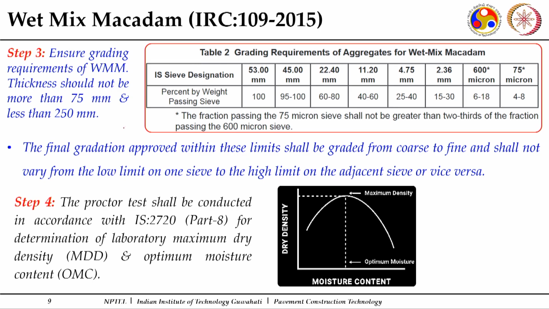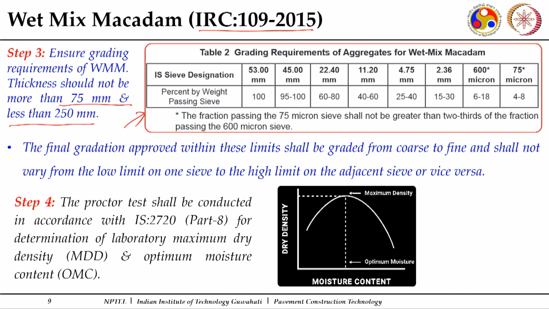Now this is the gradation given by IRC 109/2015, which is for wet mix macadam. Here it states that the minimum thickness of this layer should be 75 mm and maximum it can go up to 250 mm, but preferably we keep the maximum thickness around 200 mm, which is also stated in MORTH 2013 specifications.